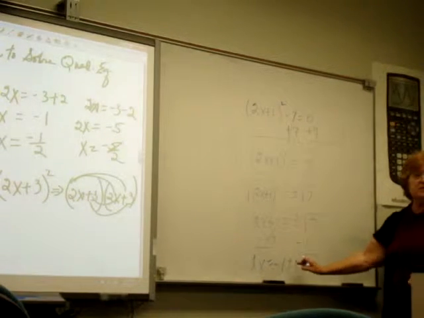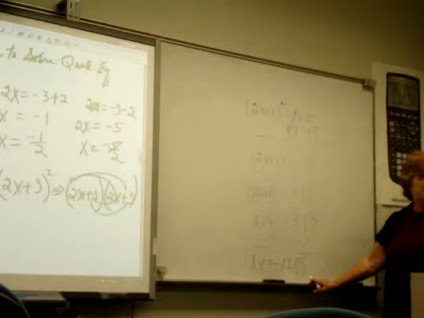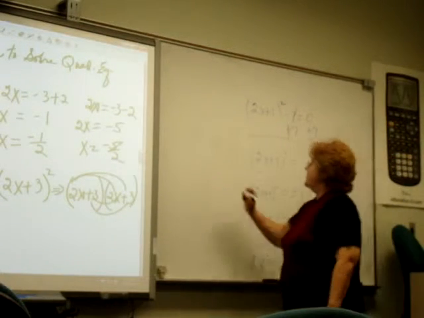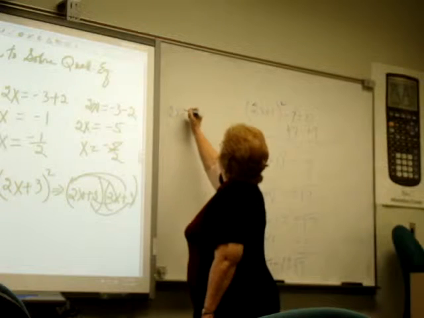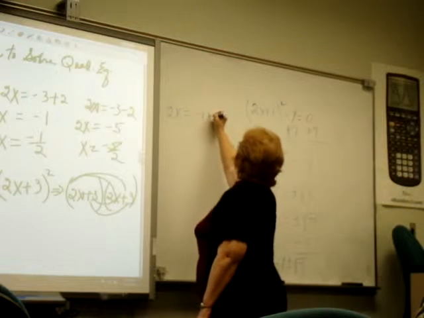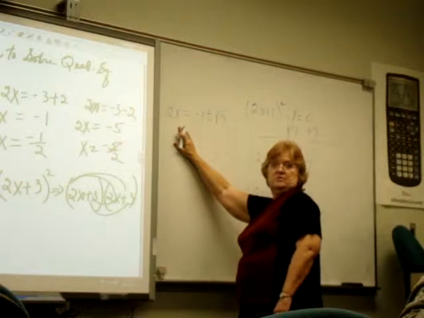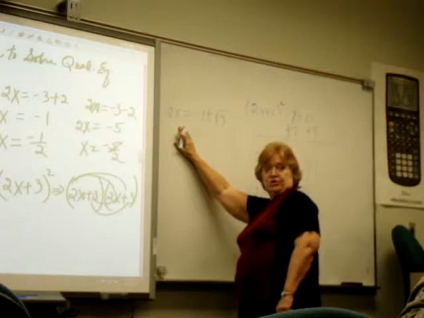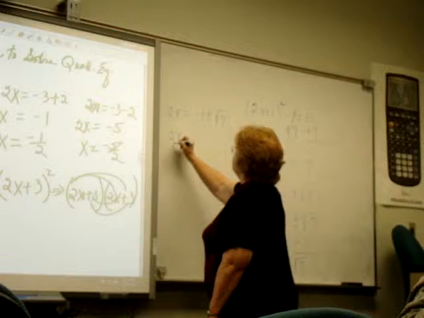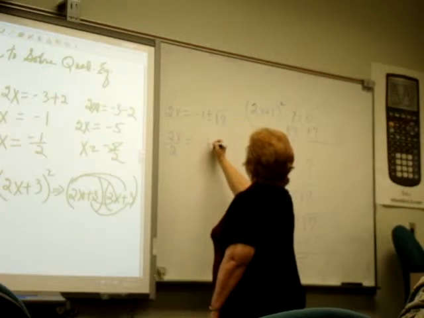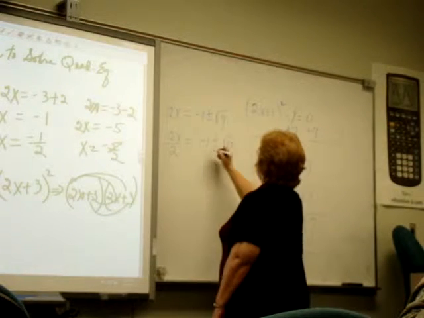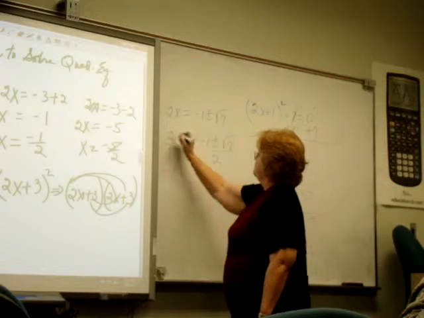You can't combine those. All right, so we got 2x. I'm just recopying it up here so everybody can see it better. How do we get x by itself? Divide by 2. So I got 2x divided by 2, and -1 plus or minus square root of 7 divided by 2.